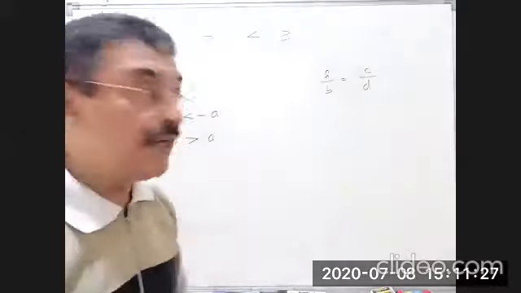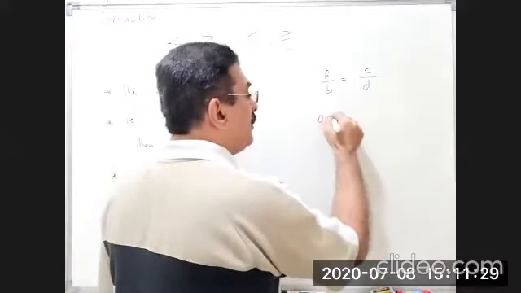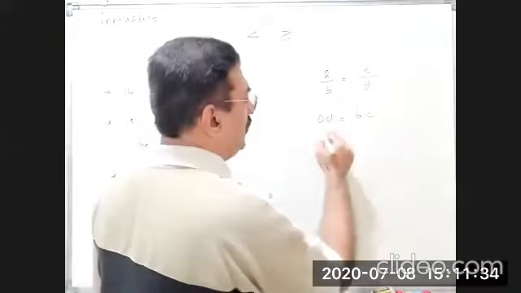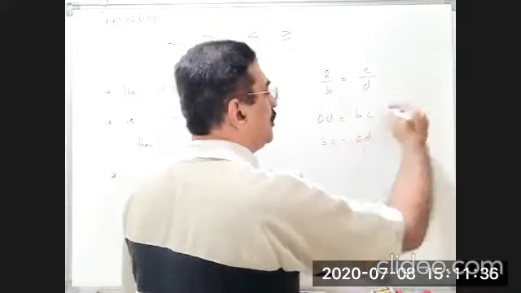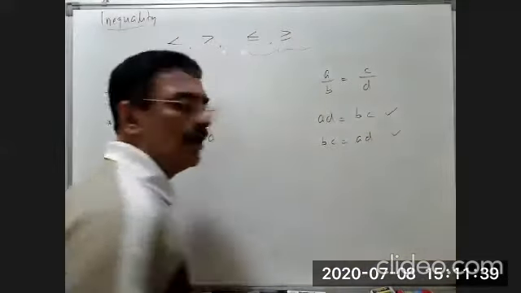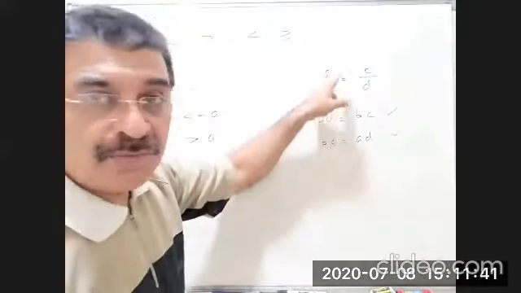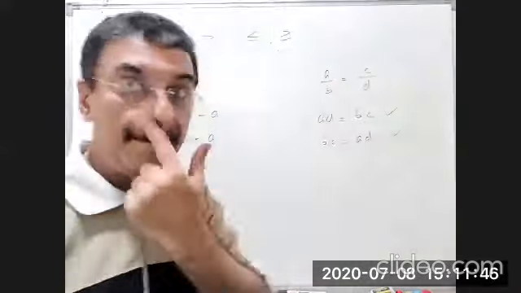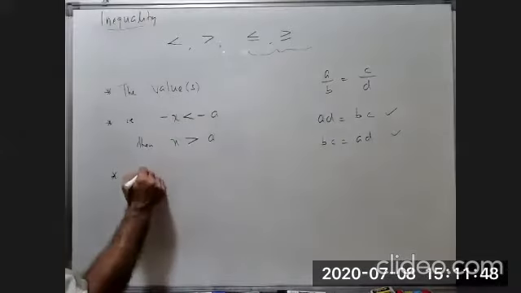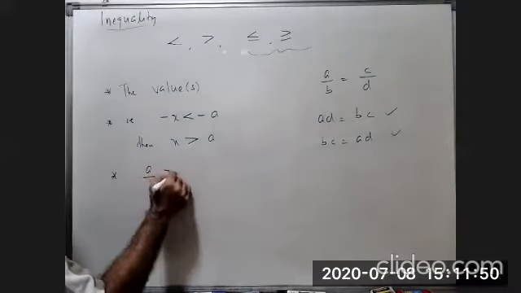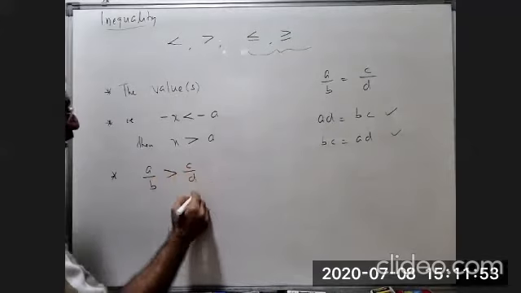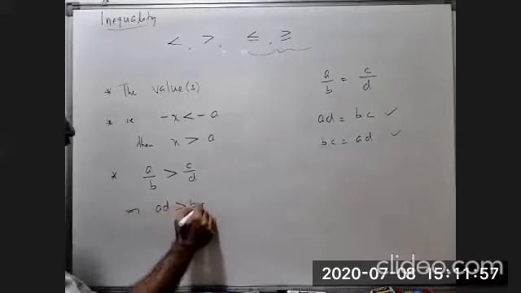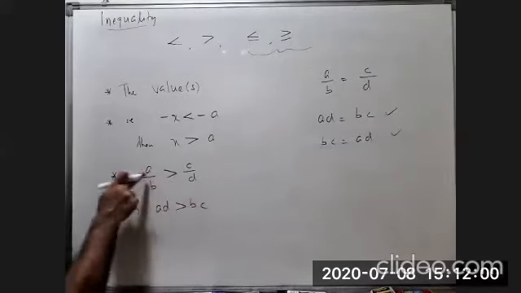Cross multiplication. Even if you are writing AD is equal to BC, or if you are writing the other way, BC is equal to AD, both of them. That means we can start cross multiplying from the left side. AD is equal to BC, or if you are starting from this one, also no problem. Whereas in inequality, if A by B is greater than C by D, then AD is greater than BC. Always let's start from A.